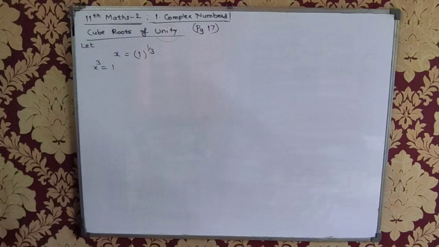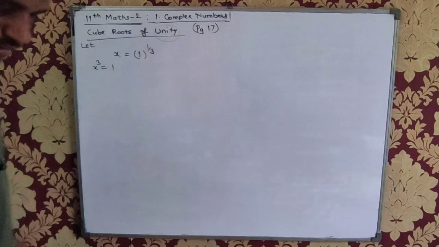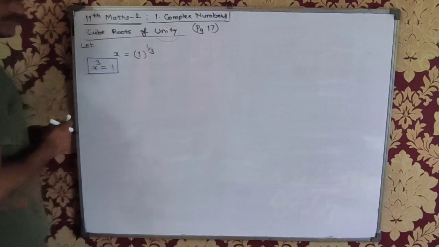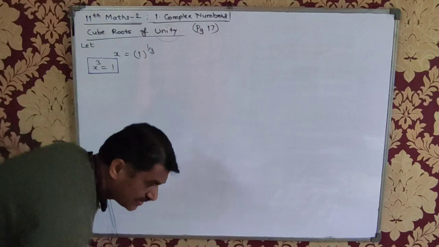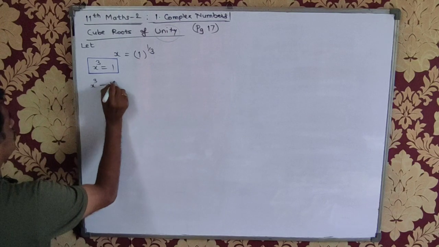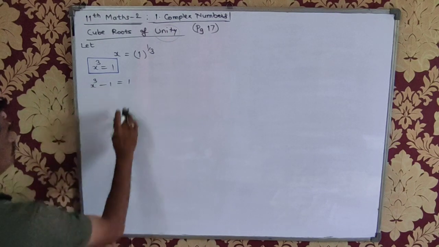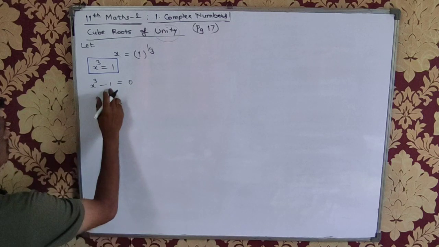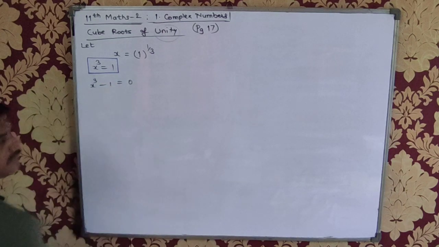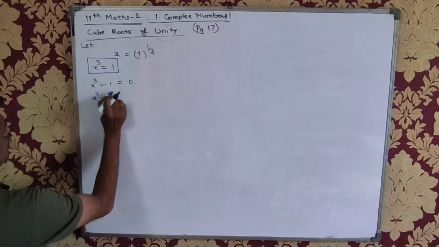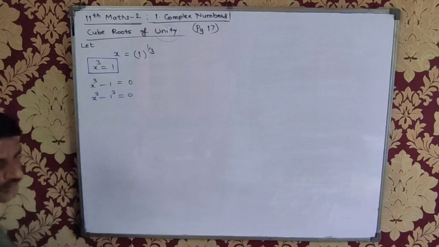Right? x cube is equal to 1. So this will become a formula for me, I will refer to it later. So I transfer this 1 to the other side. Look at the process now. x cube minus 1 is equal to 0. Correct? But 1 is nothing but 1 cube. So this will become x cube minus 1 cube is equal to 0.